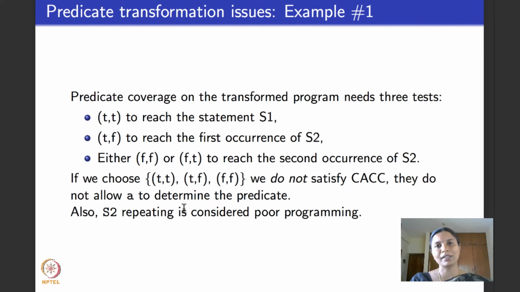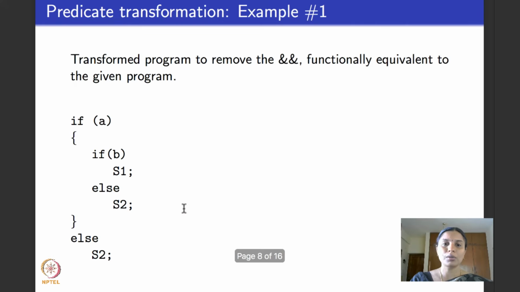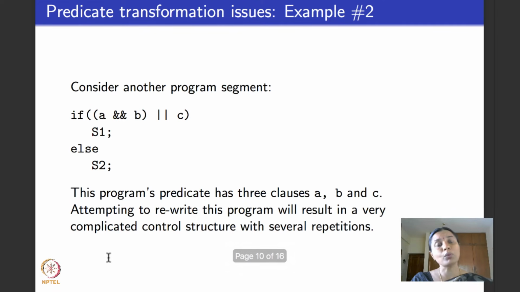So clearly the conjecture that you transform the program, break up predicates with more than one clause into predicates with single clause, and try to do predicate coverage on the transform program, that will be equivalent to CACC or GACC on the given program, is not true for this example. Also, the transform program has this not so welcome feature of the code fragment S2 being copied ditto twice. That's usually not accepted. So I'll show you one more example to understand the same issue, but we'll look at it from a slightly different perspective.